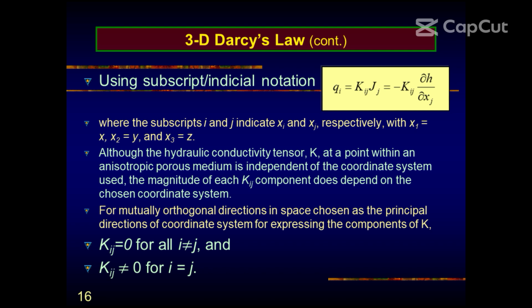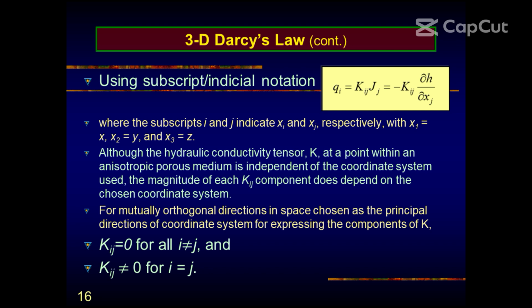What do we have? We will have Q1, which equals K11 J1, plus, you will have to take j throughout its values when i equals 1. So i is still 1, but j will increase to 2, plus K12 J2, and so on.